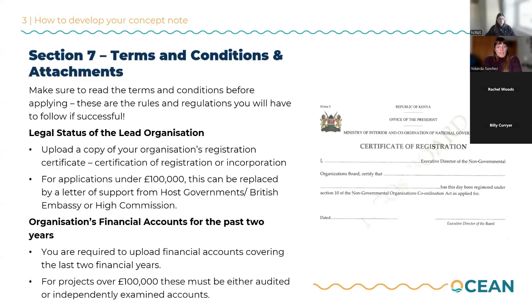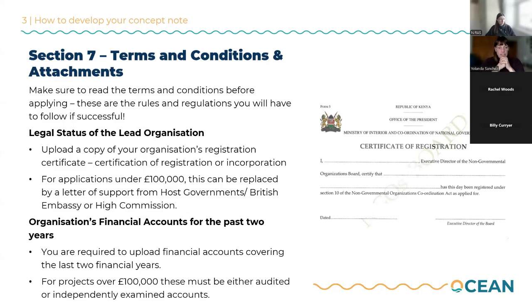Okay, section 7 is about terms and conditions and attachments. So the most important thing here is to read the terms and conditions before applying, because these are the rules and regulations that you will have to follow if successful. Even if you don't have the grant yet, I think it's a very important step to be sure that you are ready to comply with these terms and conditions in the future if you get the grant.